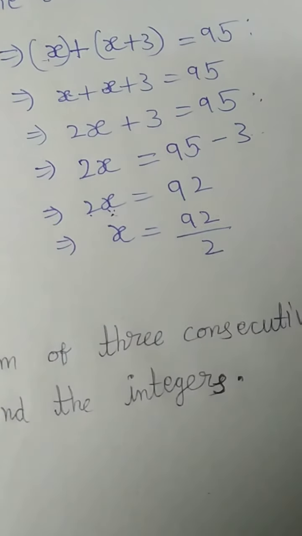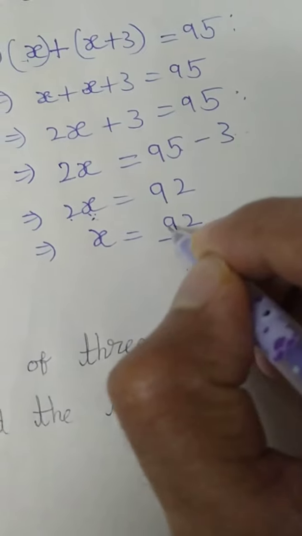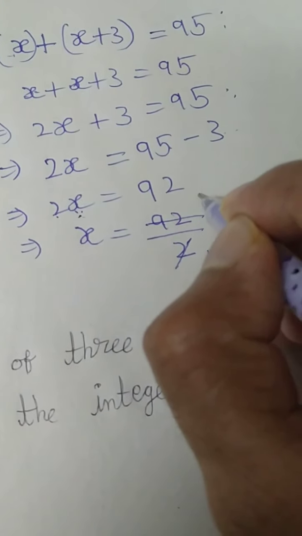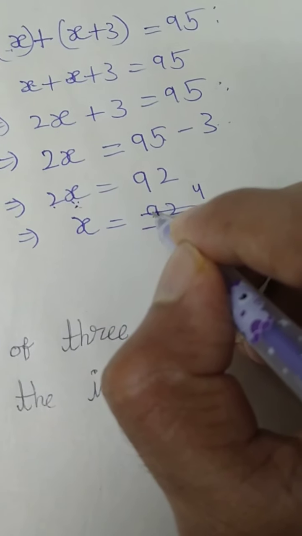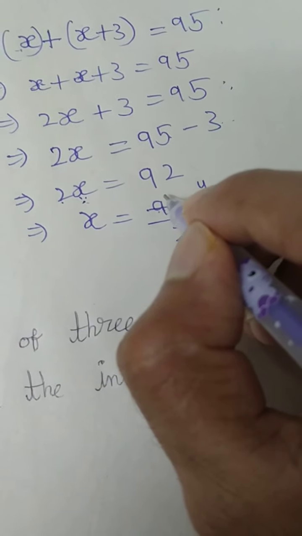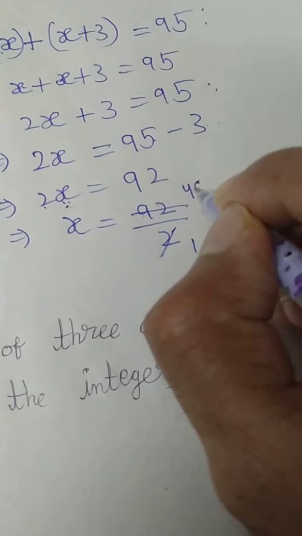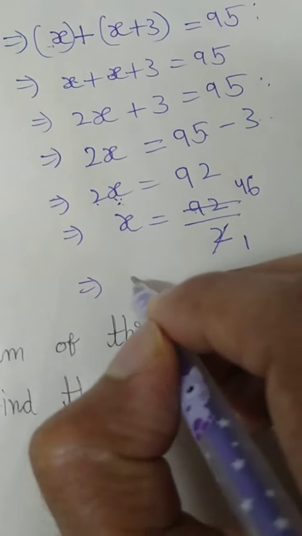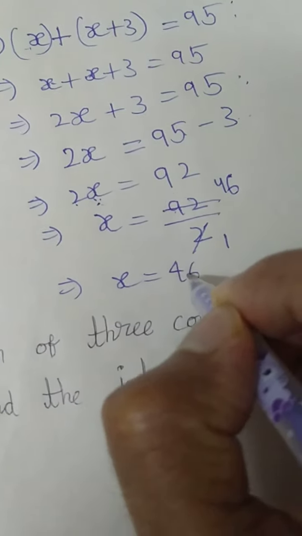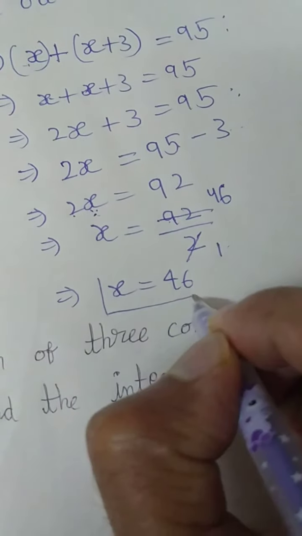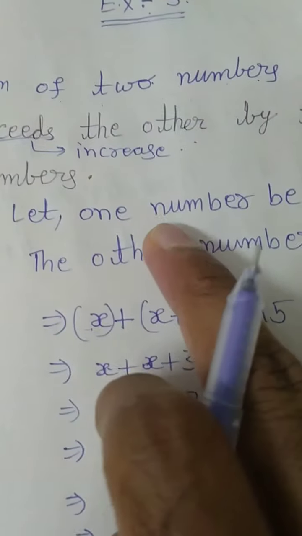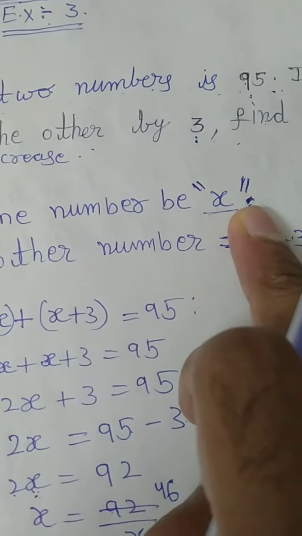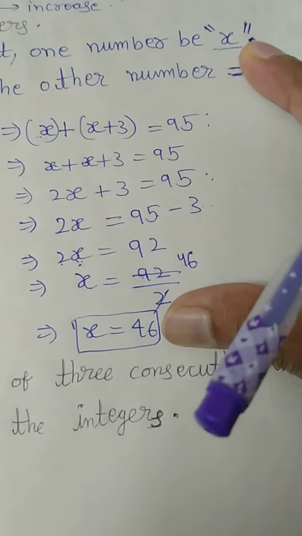In the 2 table, when 92 goes: 2 ones are 2, 2 fours are 8, 9 minus 8 is 1, 1 is left over, and then 12, 2 sixes are 12. So x is equal to 46. 46 by 1 means 46 only. So x is 46, children. That means we got one number. We said, let one number be x. So we got one number.